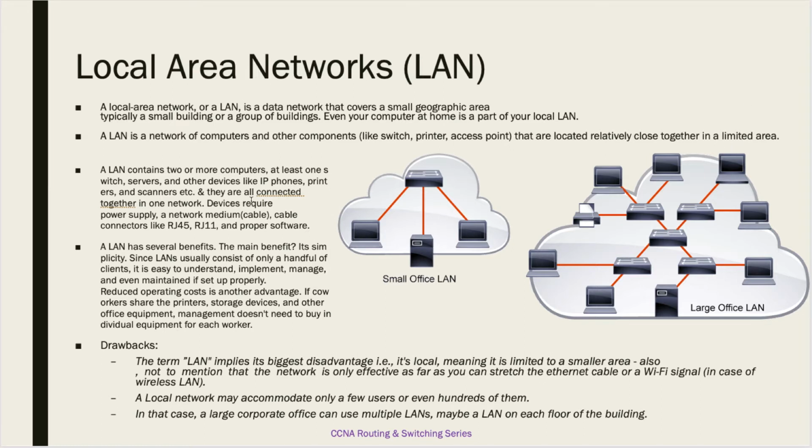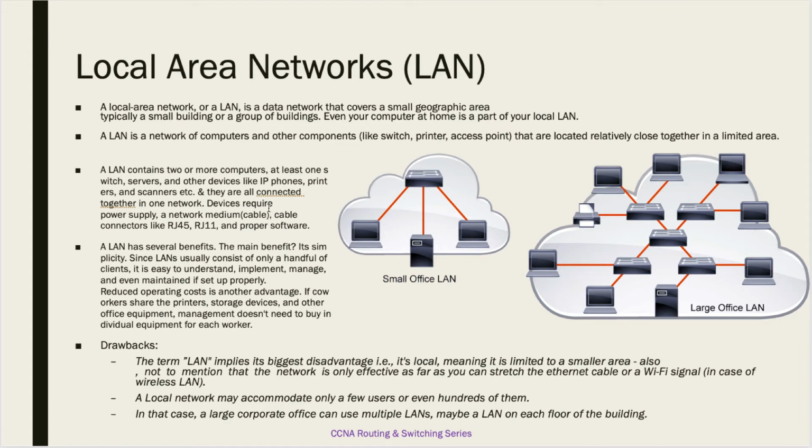If we look at some further things, a LAN contains two or more computers. Obviously, if you want to create a network, you need two or more endpoints or devices, like the ones we have seen earlier. Those two endpoints could be as simple as two PCs, two cell phones, or two smart computers. A LAN contains two or more computers and at least one switch. So a minimum of one switch is required if we are talking about a wired network. If it's a wireless network, you typically need an access point or a router which is capable of switching between the endpoints. It also includes servers and other devices like IP phones, printers, and scanners. The main thing is that they are all connected together in one network.